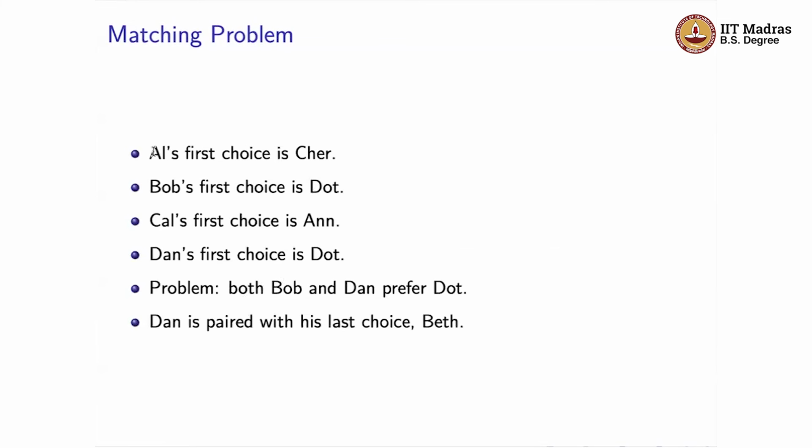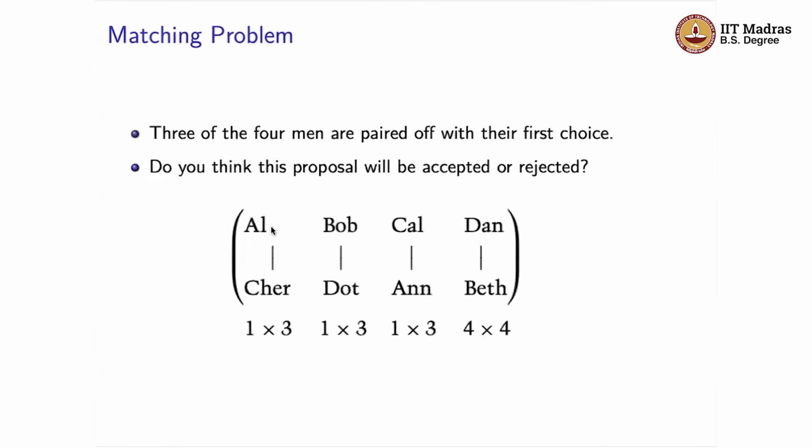So this is our new pairing that we are considering, where Al is matched with Cher, Bob is matched with Dot, Cal is matched with Anne, and Dan is matched with Beth. Now, do you think that this proposal is going to be accepted or rejected in the sense that we discussed? Well, you can think about it from everybody's perspective.